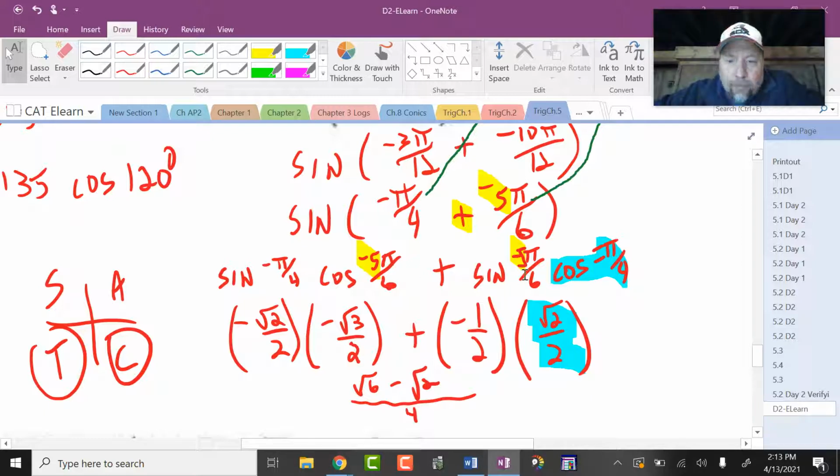Oh, and then what's sine of a 30? 1/2. So what's cosine of a 30? Root 3 over 2. But they're both negative because they're in quadrant 3. And then what's cosine of negative pi over 4? Look at the C circled in quadrant 4, positive, root 2 over 2. And then there you go.